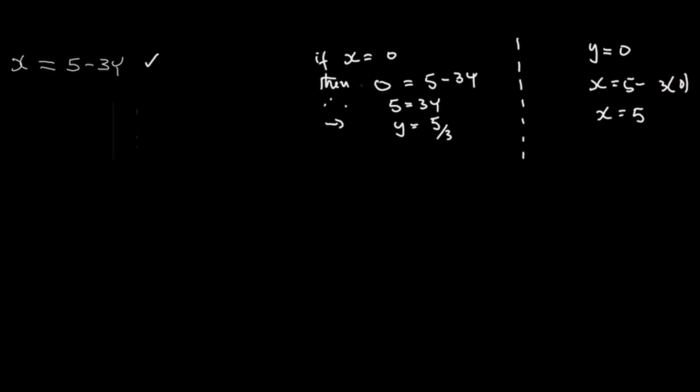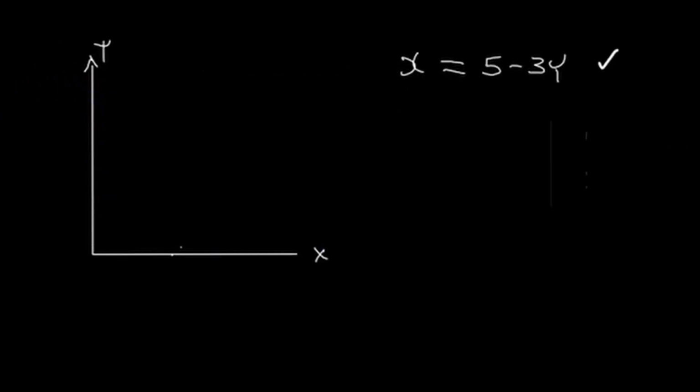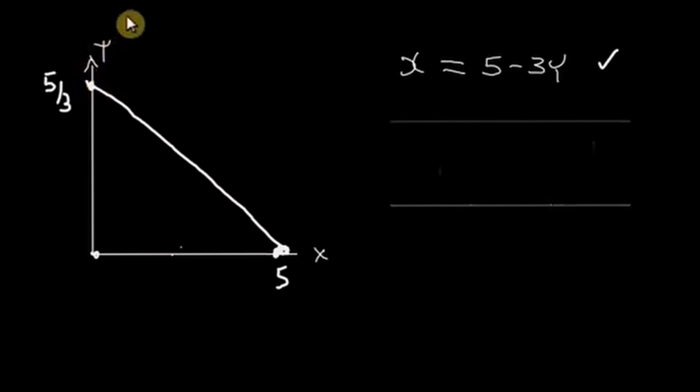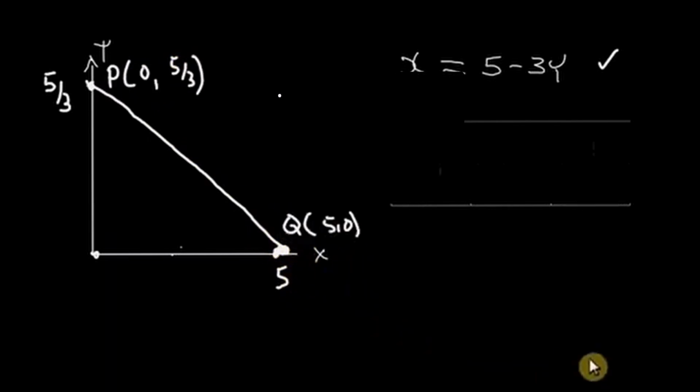In essence, I could make a simple sketch here on the side. So 0, 5 over 3. So x is 0, y is equal to 5 over 3. That's one point. And the other point is 5 and 0. So this point is 5. So this would be our line. So if we're given that the point P is where it intersects the y-axis, we could write as P, coordinates are 0 and 5 over 3, and the coordinates of Q, 5, 0.